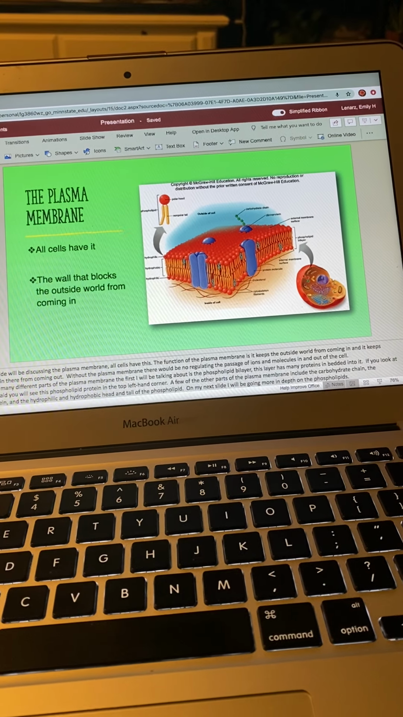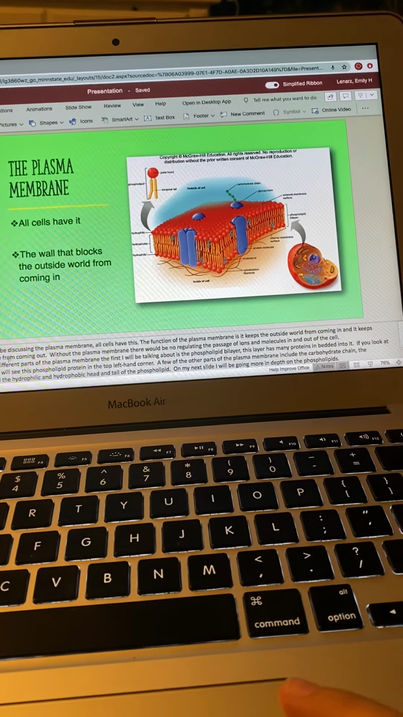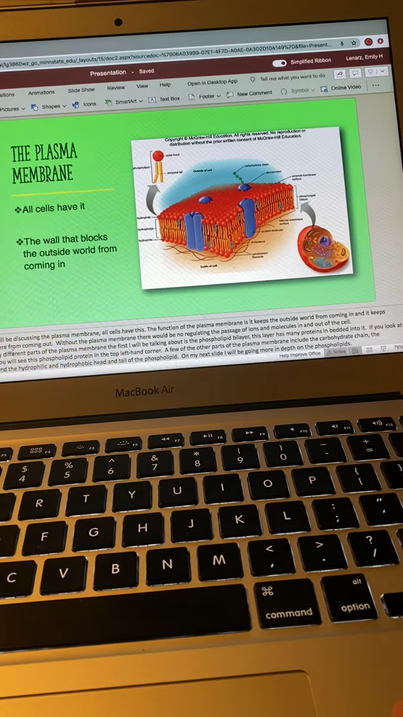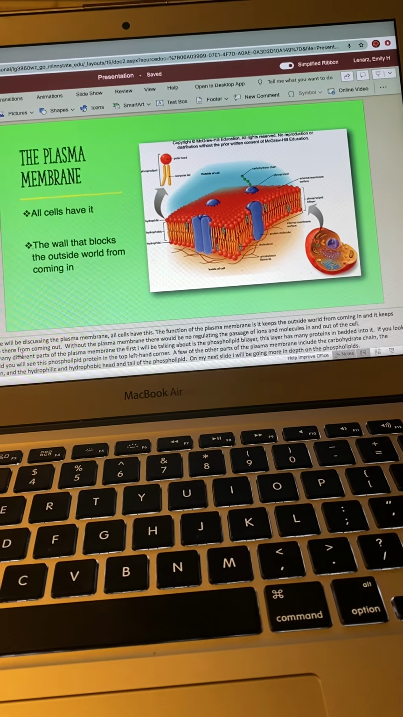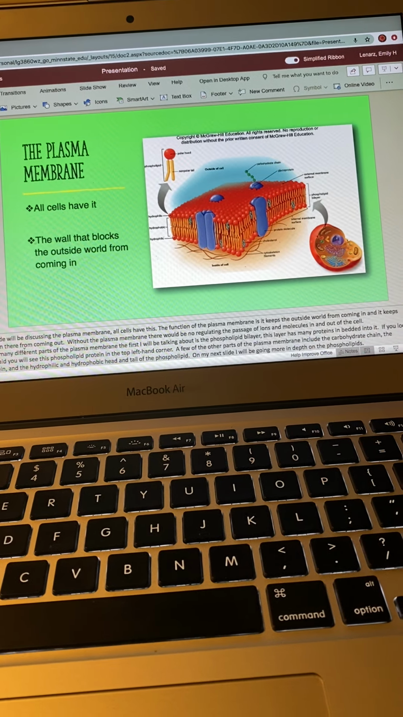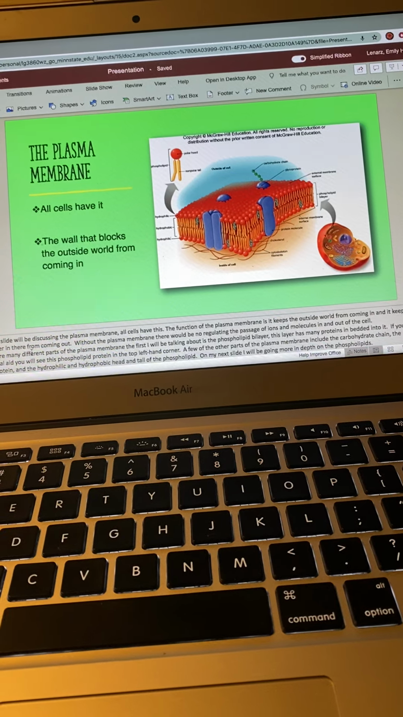The plasma membrane. All cells have it, the wall that blocks the outside world from coming in. The first slide, I will be discussing the plasma membrane. All cells have this. The function of the plasma membrane is to keep the outside world from coming in, and it keeps whatever is in there from coming out. Without the plasma membrane, there would be no regulating the passage of ions and molecules in and out of the cell. There are many different parts of the plasma membrane.